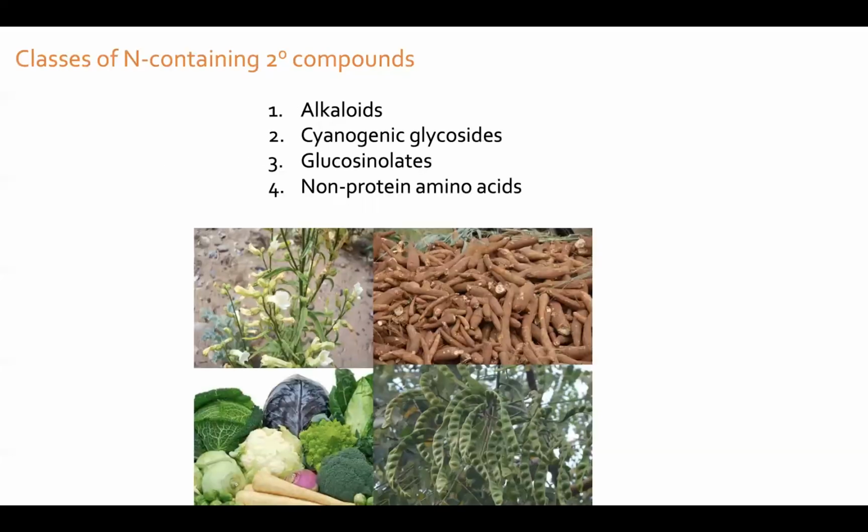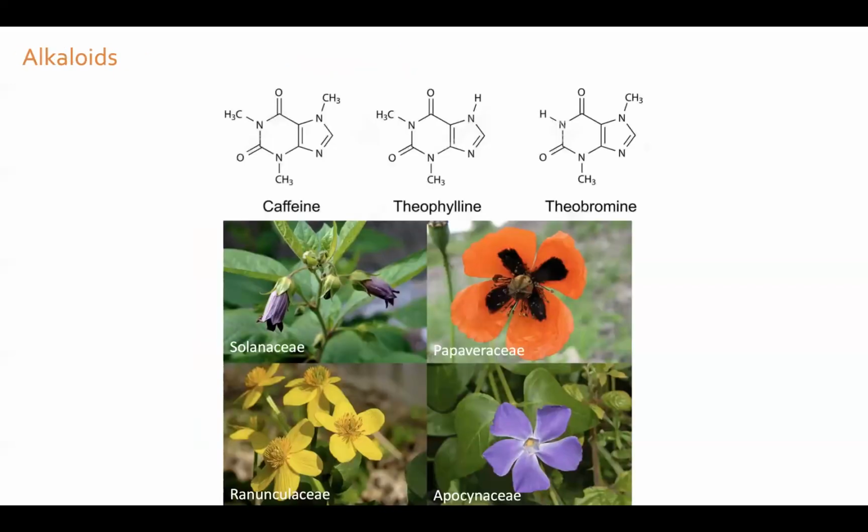Okay, so within this group of secondary compounds known as nitrogen-containing compounds, there are four classes. Those are alkaloids, cyanogenic glycosides, glucosinolates, and non-protein amino acids. I'm going to go through each one and give you some cool examples of their function and how they impact herbivores and humans, actually.